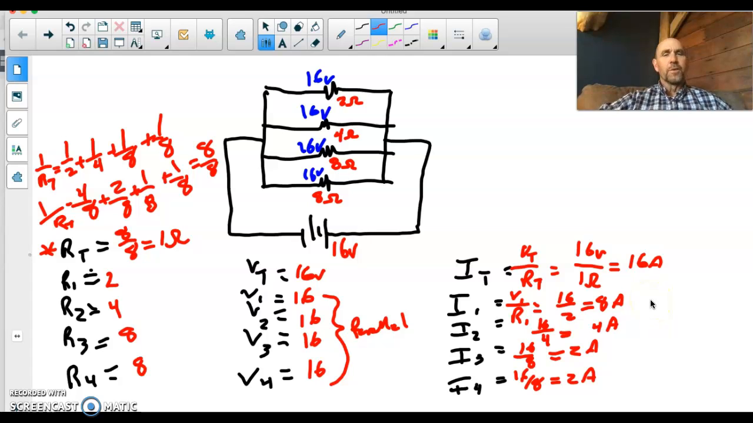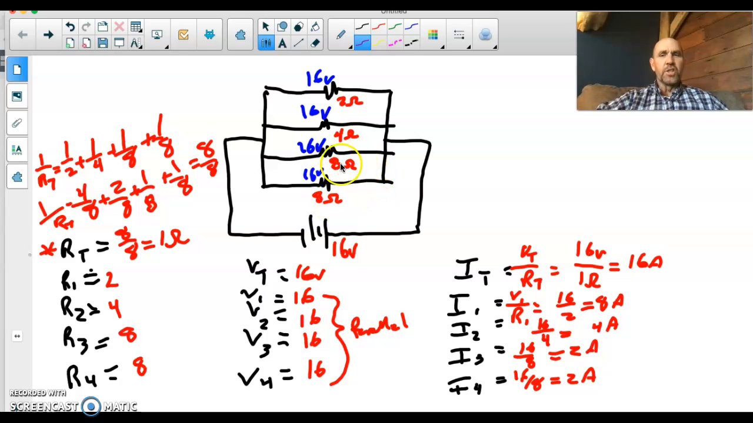Okay? So that's how you work out a parallel circuit, finding the currents at any point, finding the voltages at any point, finding the total resistance. That's how you do it. Now, one quick thing I want to show you. Some of you are getting this really easily, and here's a little shortcut that you could do for resistance.